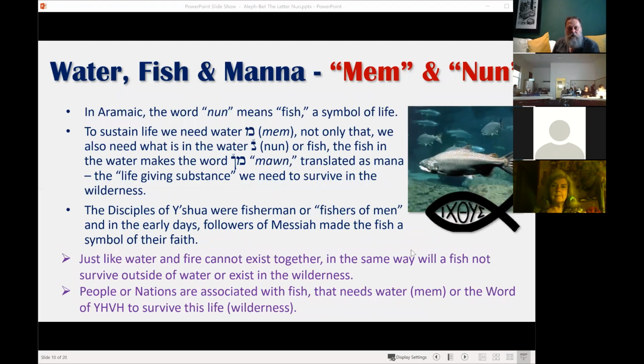Now, when we look at the concept of water and the fish, or the Nun and the Mem, we see the symbolism that's also found in the New Testament. Yeshua chose his disciples, and they were fishers of men. And yet again, the fish, the symbol of the Nun, as well as the Mem, which is the symbol of the water, and the fish inside of water, which is the word man that translates as manna, which is the spiritual essence we need to exist.